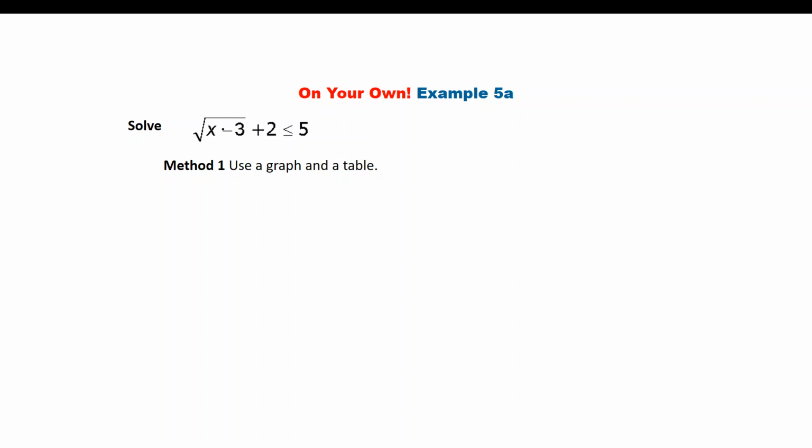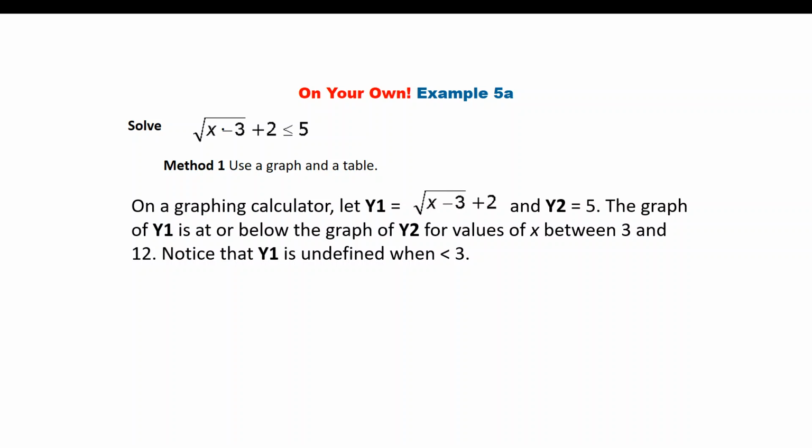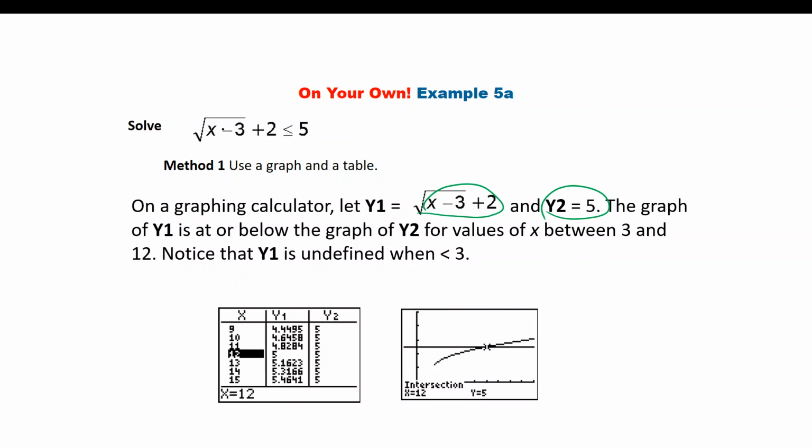Okay, so the first thing we want to do, if you do it the calculator method, you're going to use a table and a graph. Let y1 equal the first part and y2 equal the second part. Put it in your calculator, and when you see it, you're going to see that our section that we want is going to be right in here. And so that is going to be at x equals 3, so x has got to be greater than 3, and we want it to be less than 12, and this section here is our only area that we want.